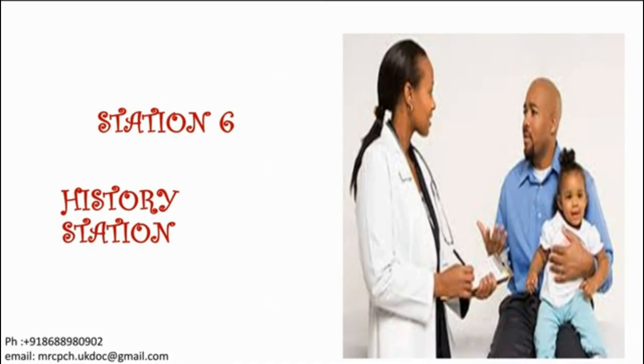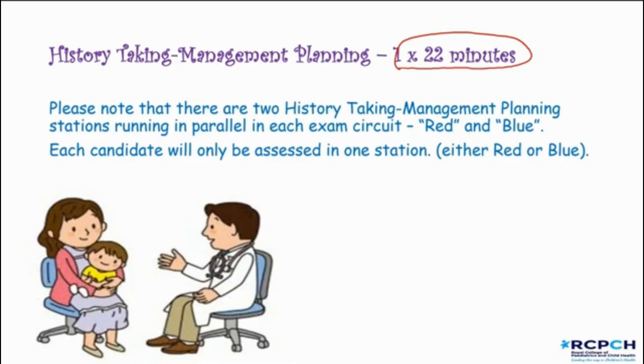So let's see station 6, that is the history station. The history station is for about 22 minutes. There are 2 history stations running in parallel in each exam circuit, that is either red or blue. Each candidate will be assessed in only one station, either red or blue.